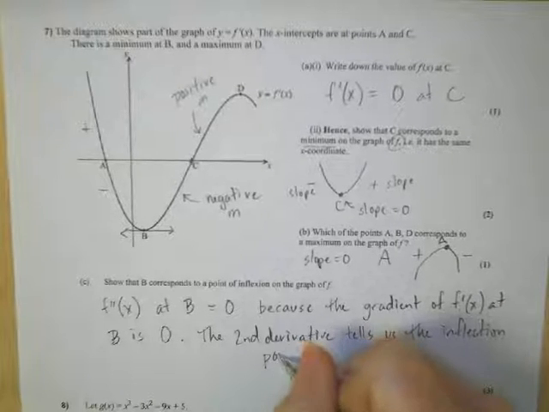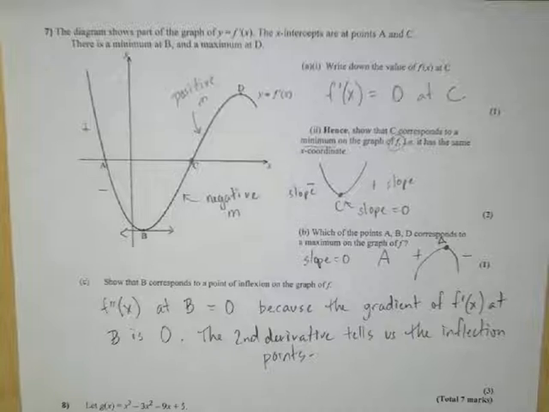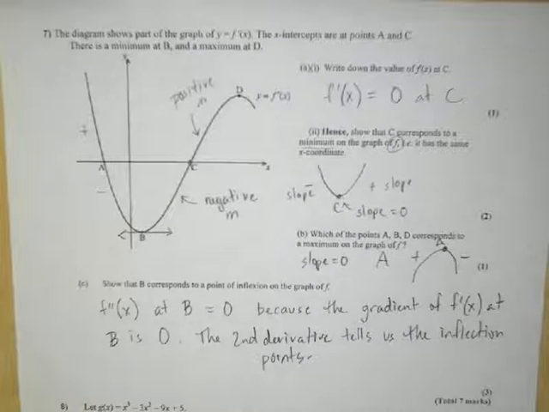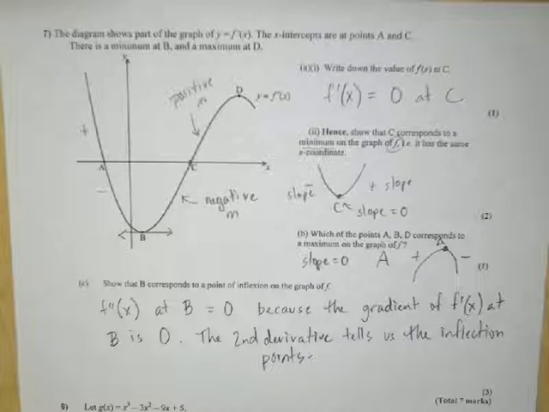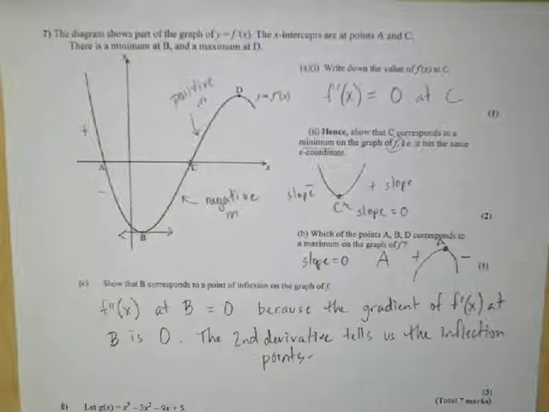All right, something like that. Okay, so it's just the idea that the first derivative of a function can give you the maximum and minimums, and the second derivative can give you the inflection points. Okay, so that was number 7.